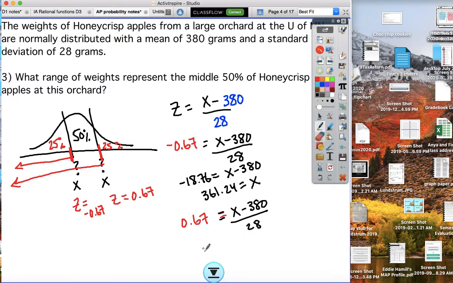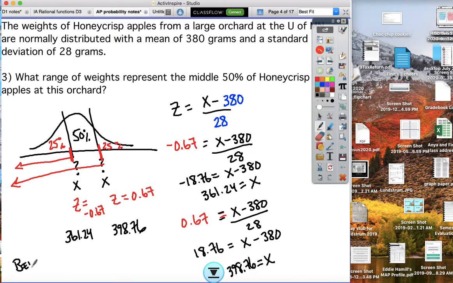Same thing over here. Multiply by 28. You're going to get positive 18.76. Again, you have to add 380 over to the other side. And when you do that, you'll get 398.76. So to answer the question, this value of x right here is 361.24. This value of x right here is 398.76. And the range of weights is between those.